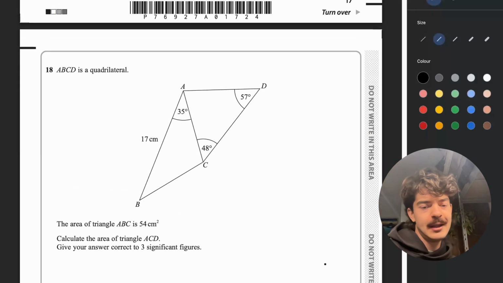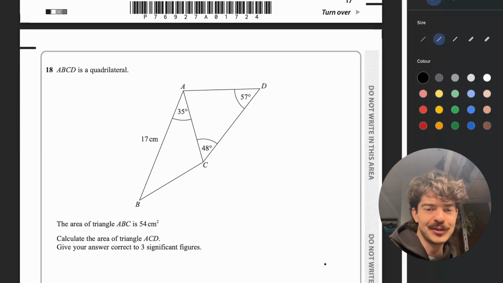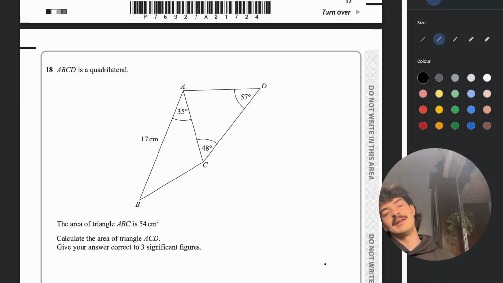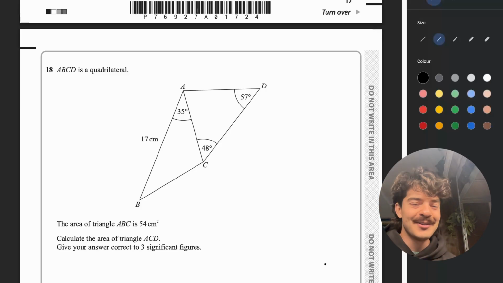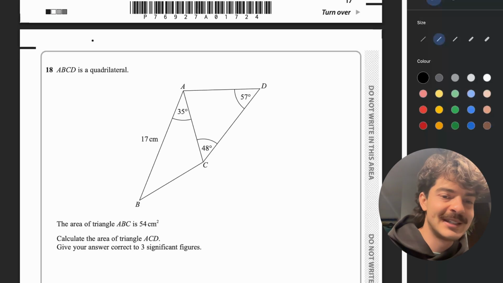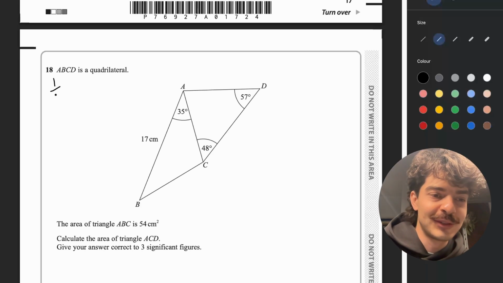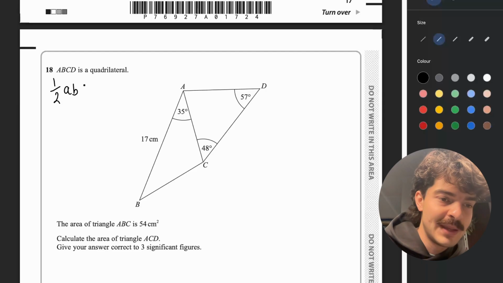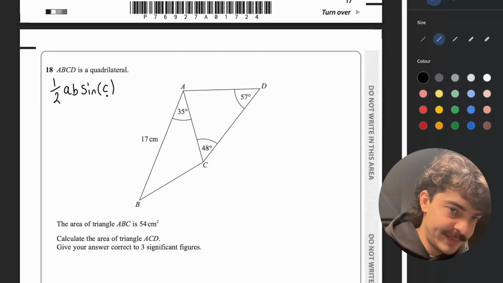Question 18. We've got some weird looking quadrilateral that's been split into two triangles. The area of triangle ABC is 54 centimeters squared. Calculate the area of triangle ACD. Very cool. Right, we've got not equal triangles here, do we? They're not right angled. So that means to find our areas, we're going to be using the trig formula, half AB sine of angle C.